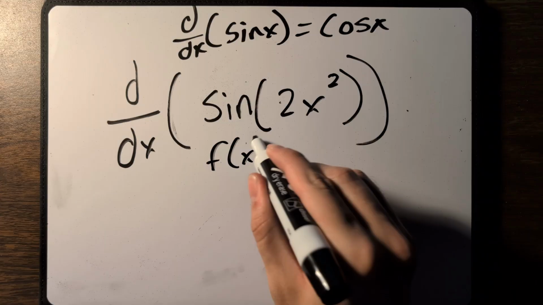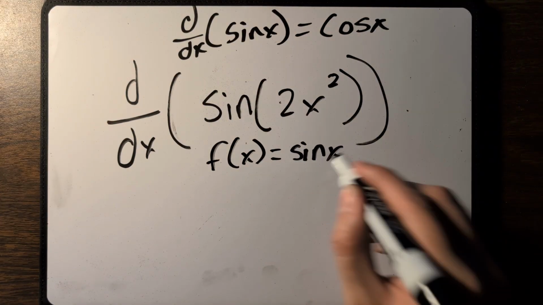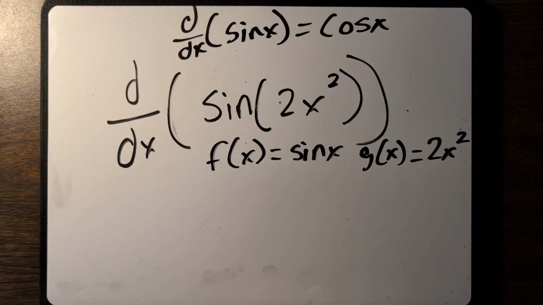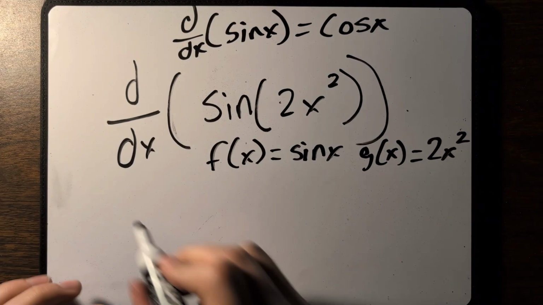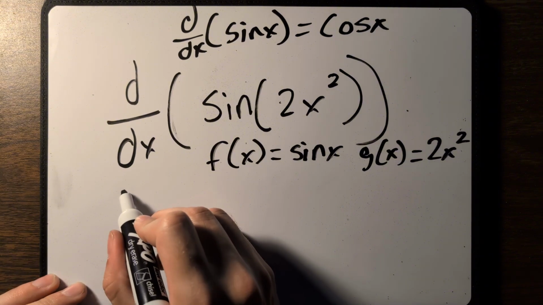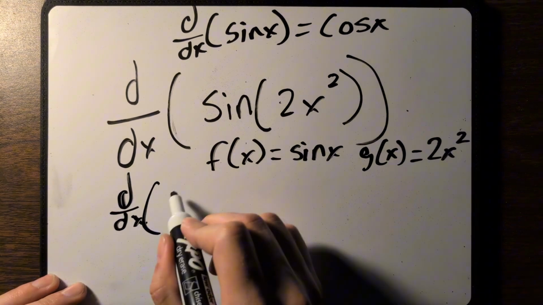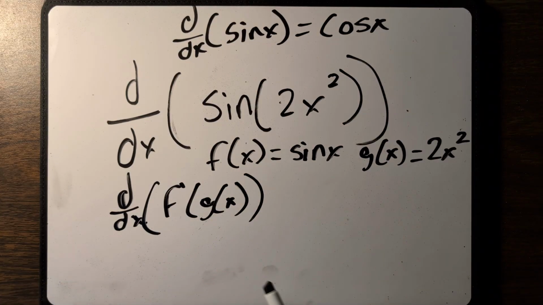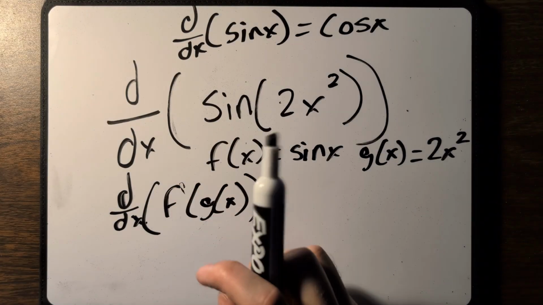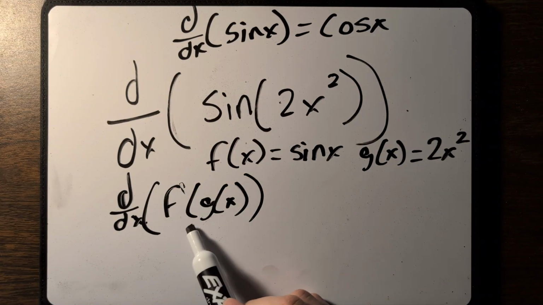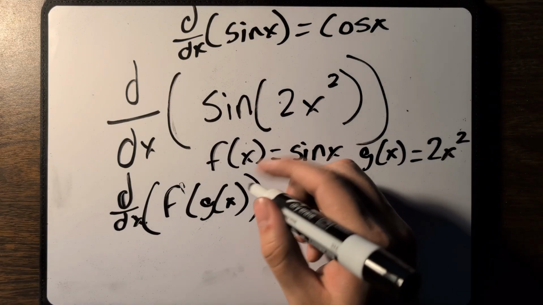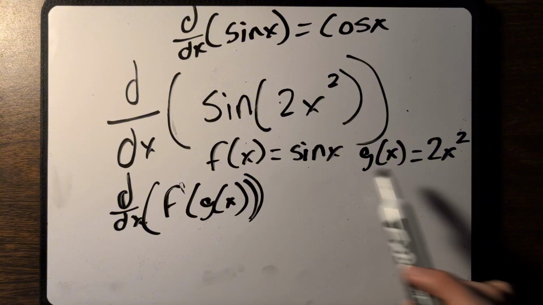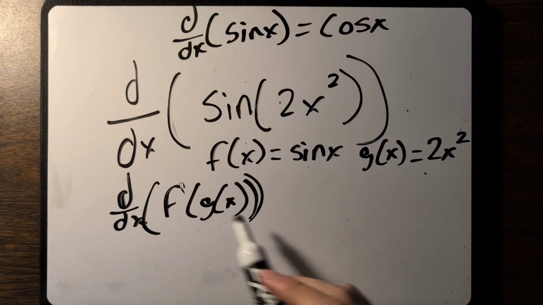So in this case, our f of x is going to be sine x, and g of x is going to be 2x squared. So let's apply our formula. Right? In this case, we have f of g of x. I'm missing a parenthesis. Our f of x is sine x, our g of x is 2x squared.